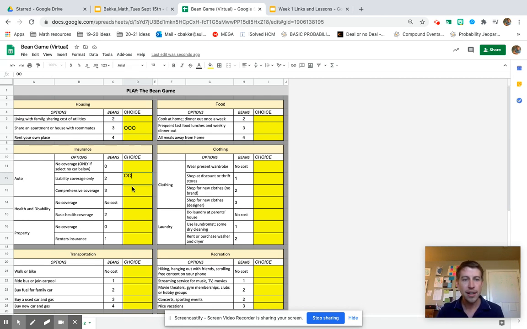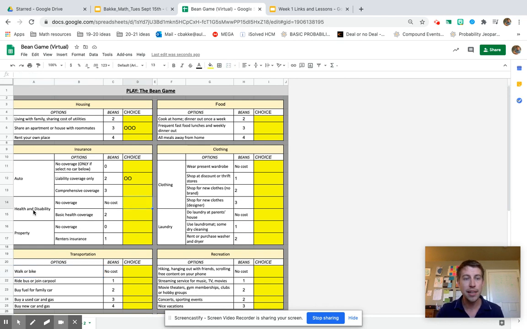Now, obviously, this is assuming I have a car, so I'll make sure of that when I go down to transportation. I'll have to choose one of these car options for how I'm getting around. However, if you choose to walk or bike, then you don't have to buy car insurance. You don't have a car. So just know that some choices you make in one category might impact choices you make in the other ones.